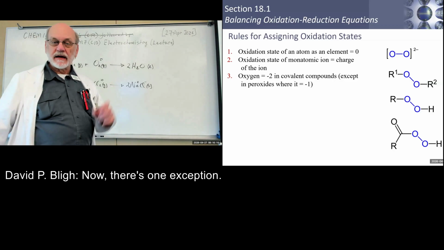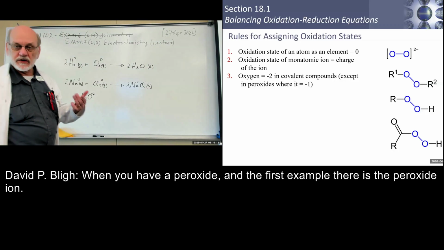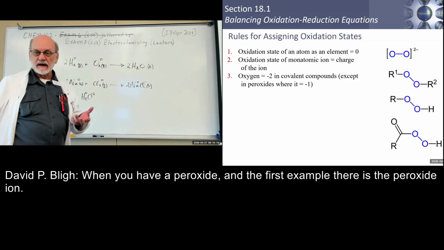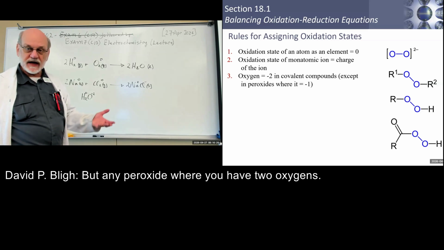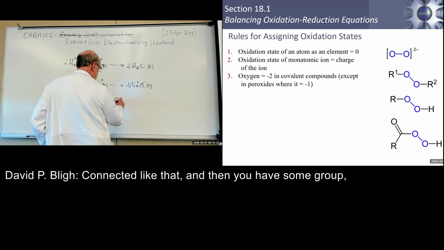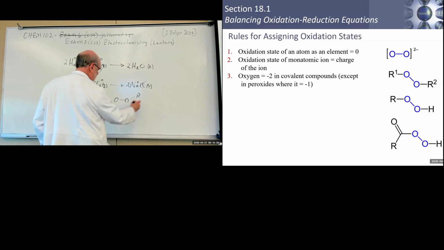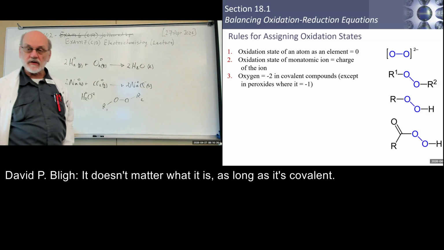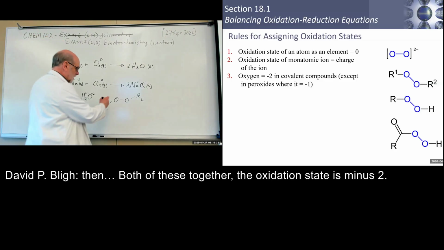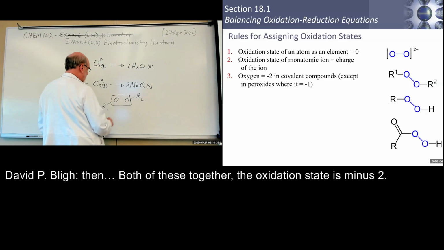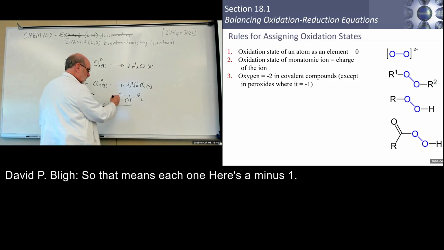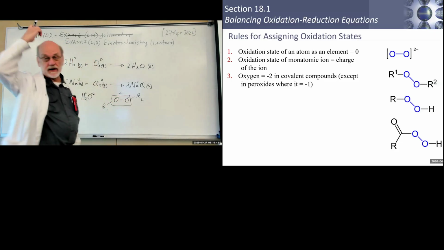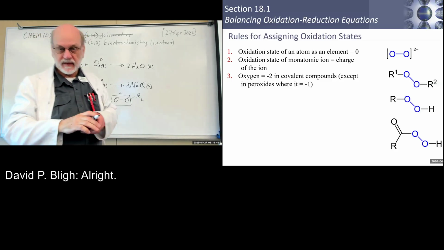Right? Now, there's one exception. When you have a peroxide, and the first example there is the peroxide ion, but any peroxide where you have two oxygens connected like that, and then you have some group, it doesn't matter what it is, as long as it's covalent, then both of these together, the oxidation state is -2. So that means each one is a -1. All right.